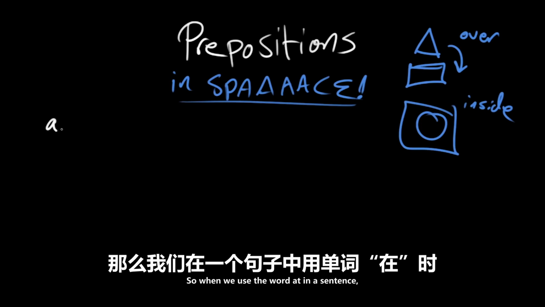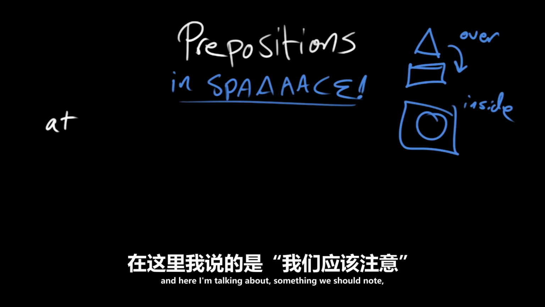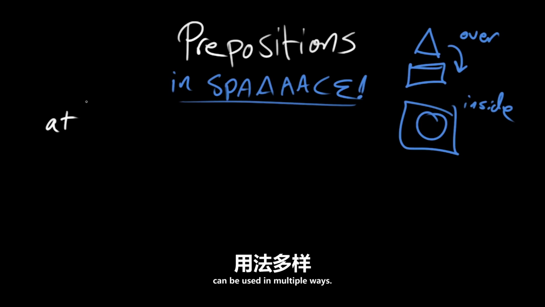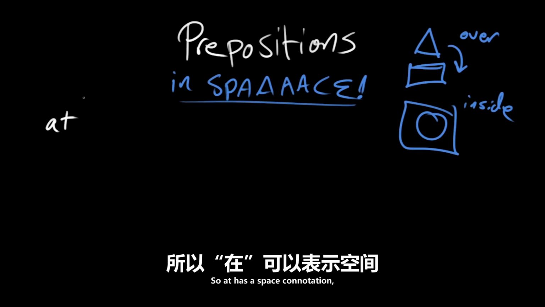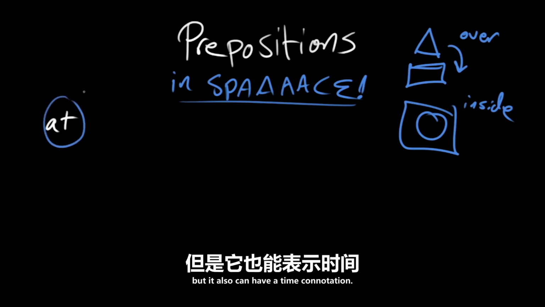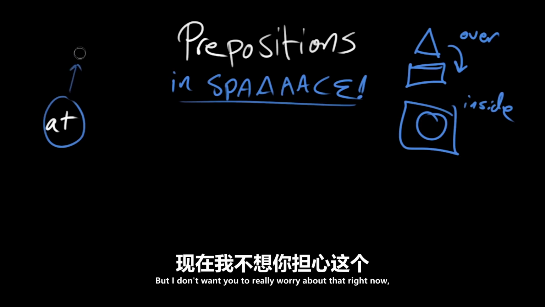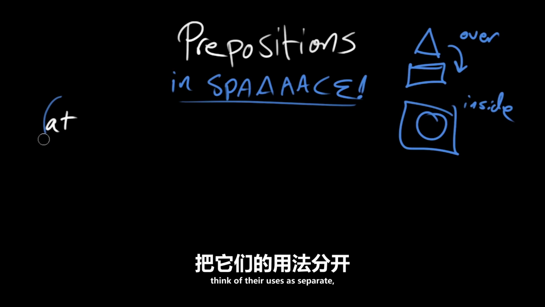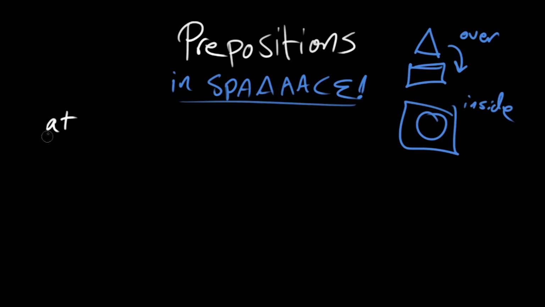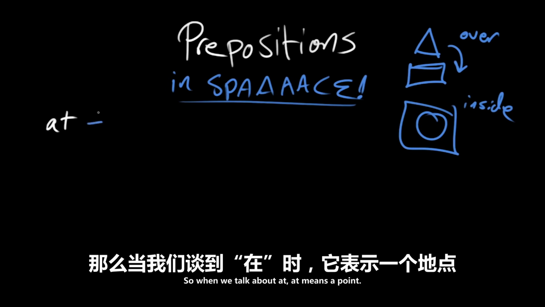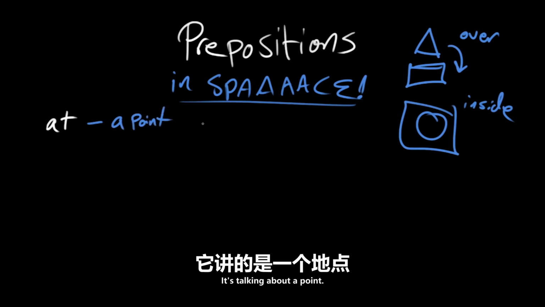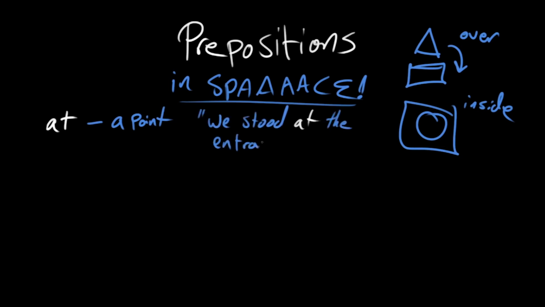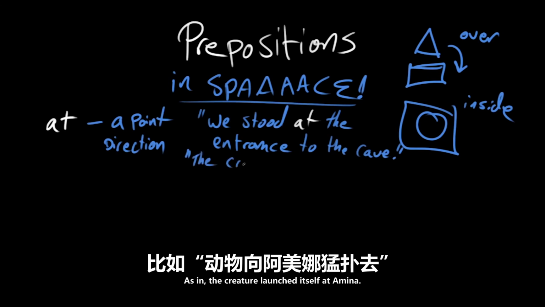What I would like to do is review some of the major ones and talk about what their uses are. So when we use the word at in a sentence, something we should note is that some of these prepositions can be used in multiple ways, right? So at has a space connotation, but it also can have a time connotation. But I don't want you to really worry about that right now. I think it makes the most sense to just think of their uses separately. So at means a point, so we could say something like, we stood at the entrance to a cave. But it can also have this connotation of direction, as in, the creature launched itself at Amina.